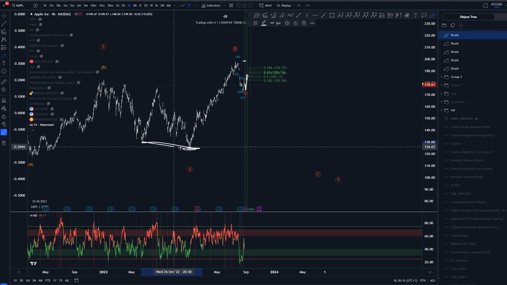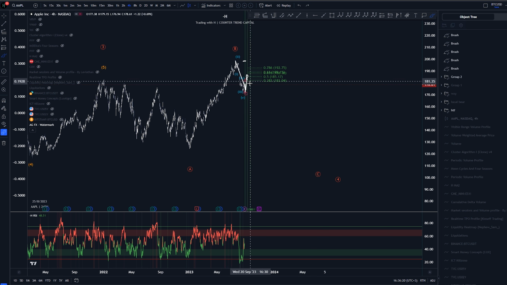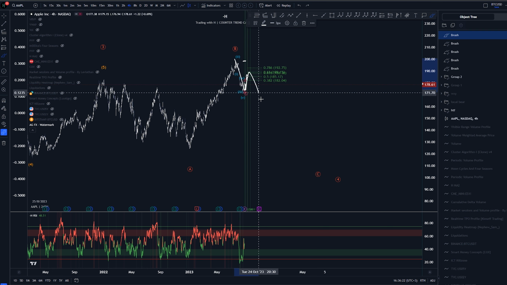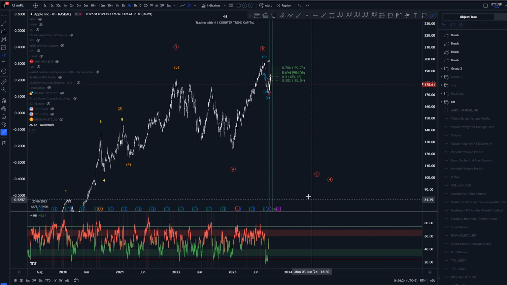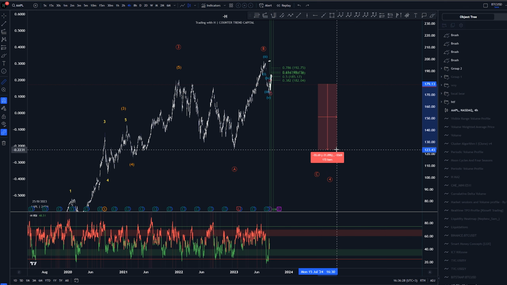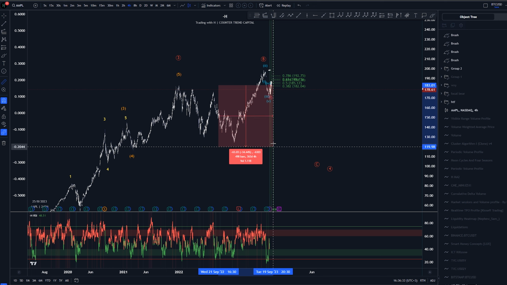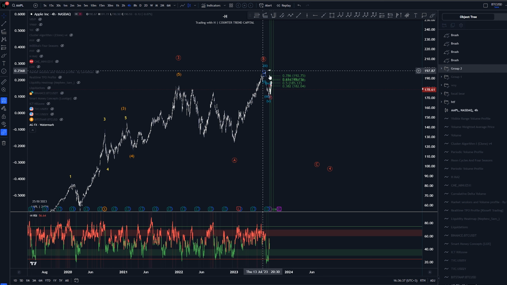Again, targeting one of these lows here. This would be the one of C. So again, wave 1, 2, 3, 4, 5. This would be really, really disruptive to the whole area. A 30% drop on Apple. Let's see how much this was. A 30%. So again, that would be very similar to this one.